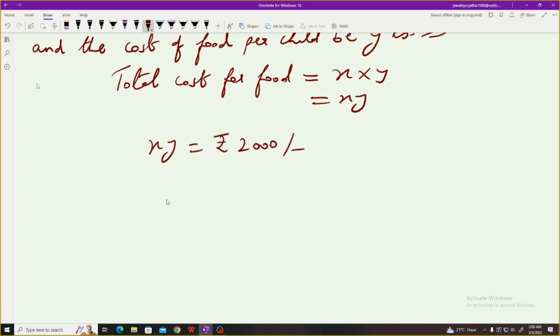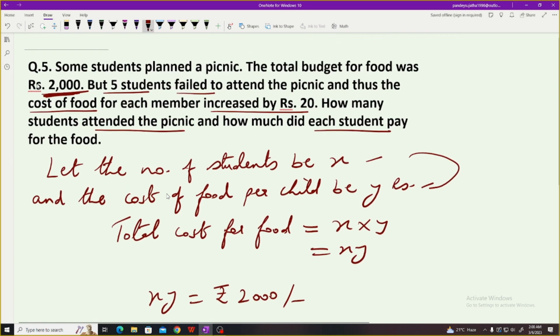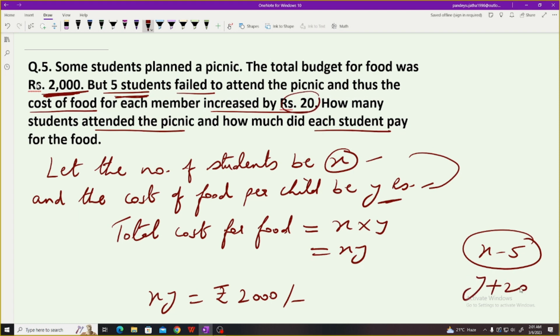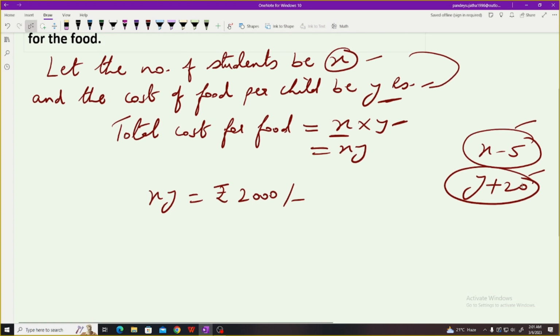2000. So now as 5 students were not able to go for the picnic, from this x we are going to remove 5 students. So when 5 students get removed, the cost of food per student increases by rupees 20. So then the cost becomes y plus 20 per child. So in place of x, we are going to write x minus 5, and in place of y, we will write y plus 20.